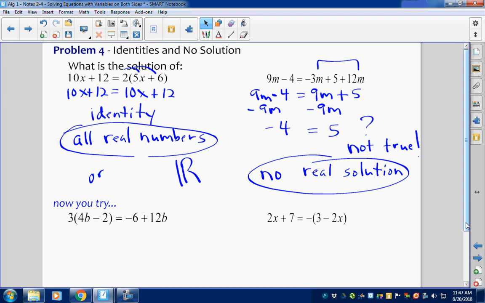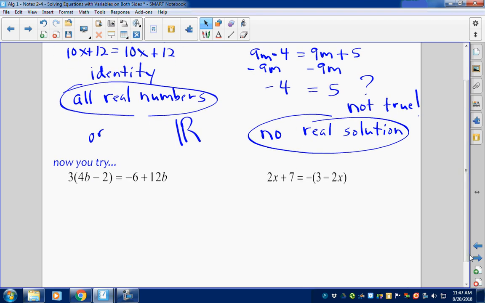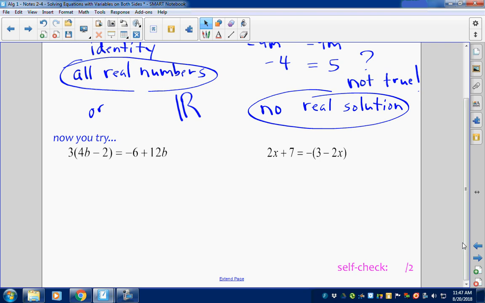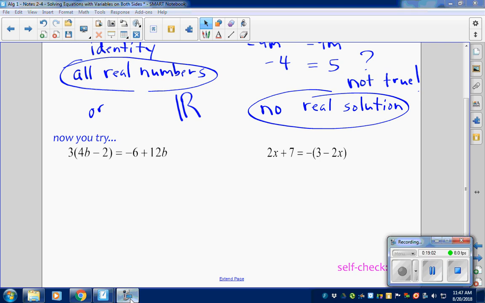All right, I'd like you to try the next two. See which category or categories they fall into.